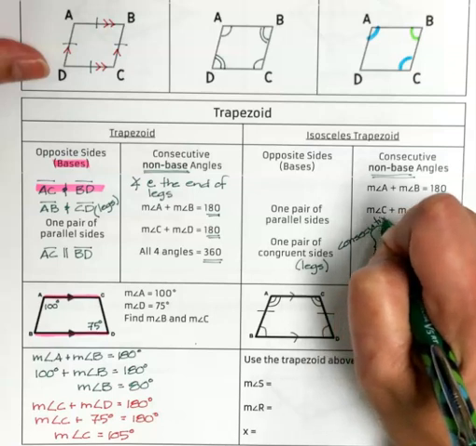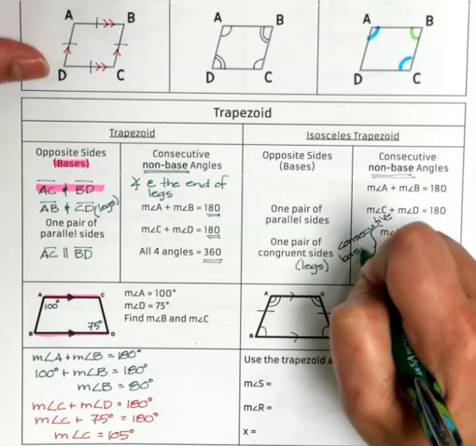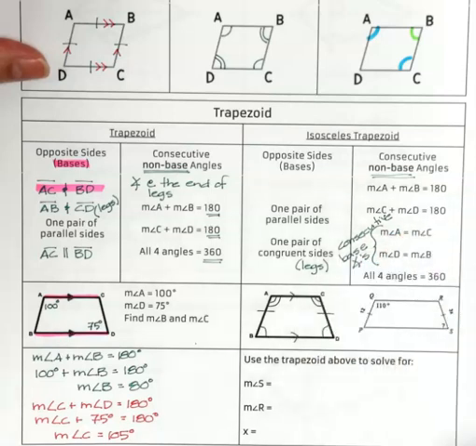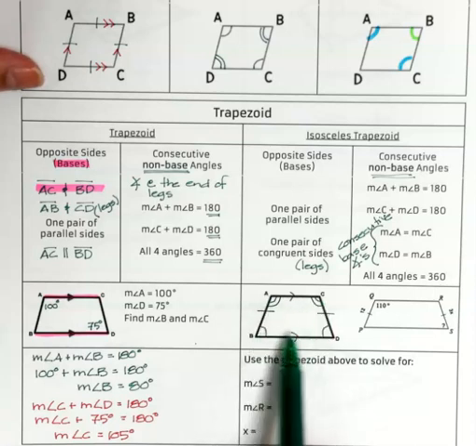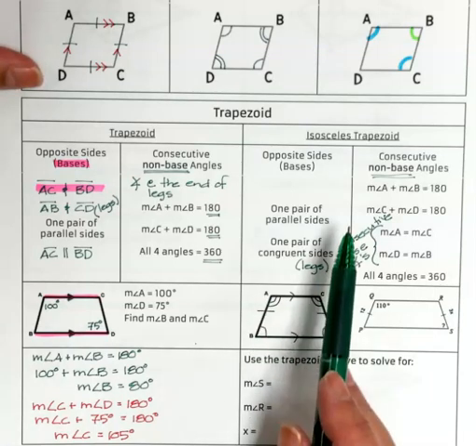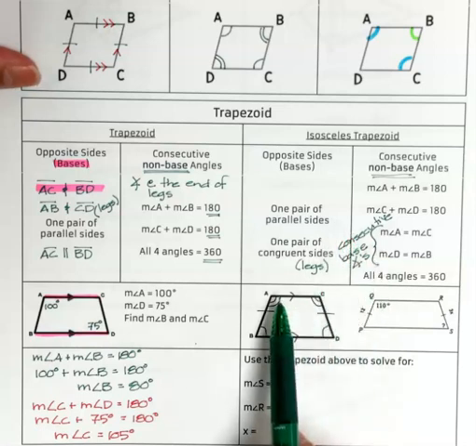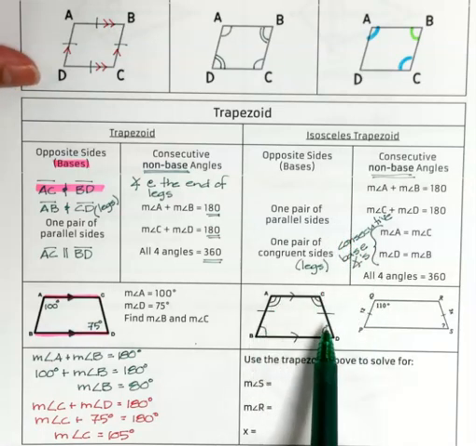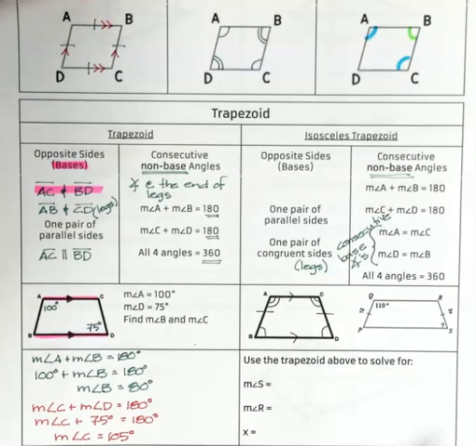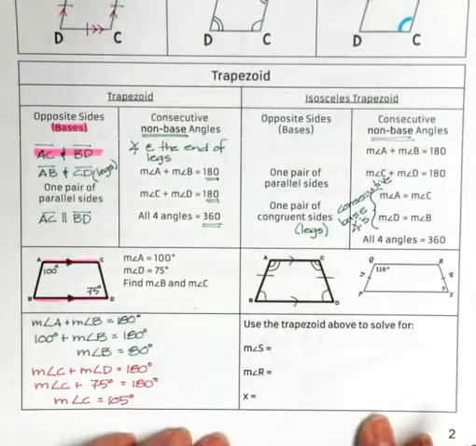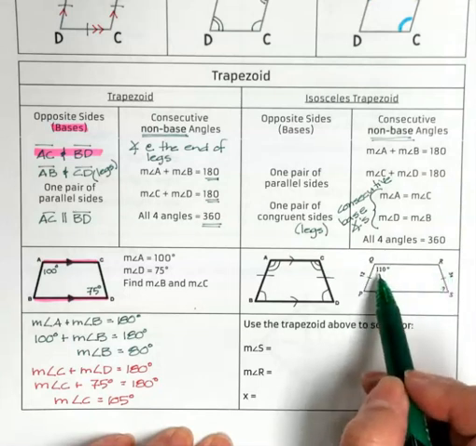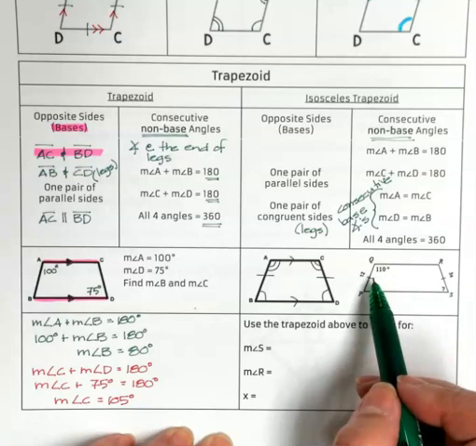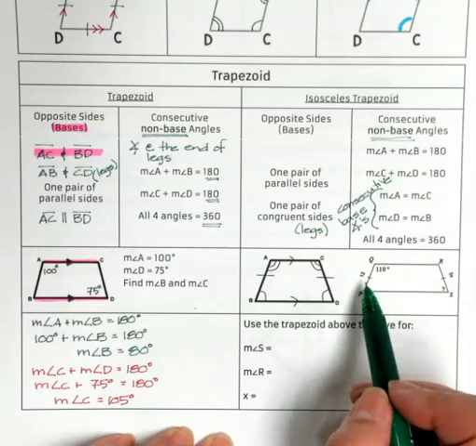These are what I would call consecutive base angles. In other words, they're side by side, but they're at the end of the bases. If you have an isosceles trapezoid, then your consecutive base angles are congruent to each other. So that's a new condition that has been introduced for isosceles trapezoid. Okay? So let's look at this diagram here. We have an isosceles trapezoid. I know this because the legs are congruent.